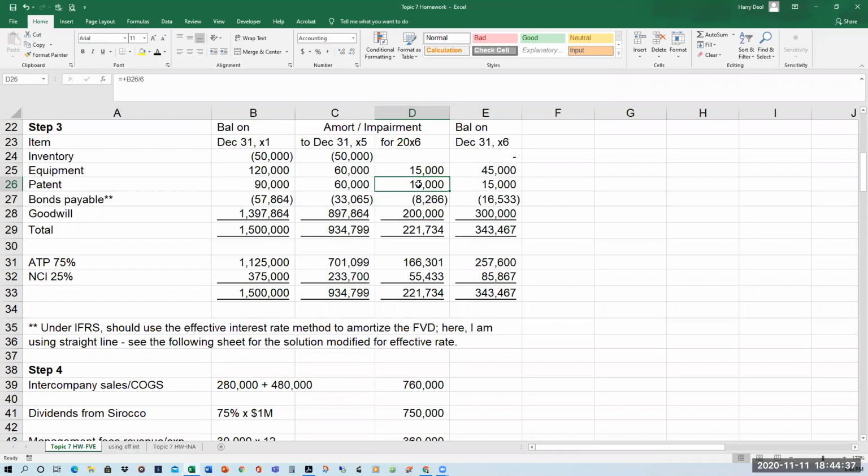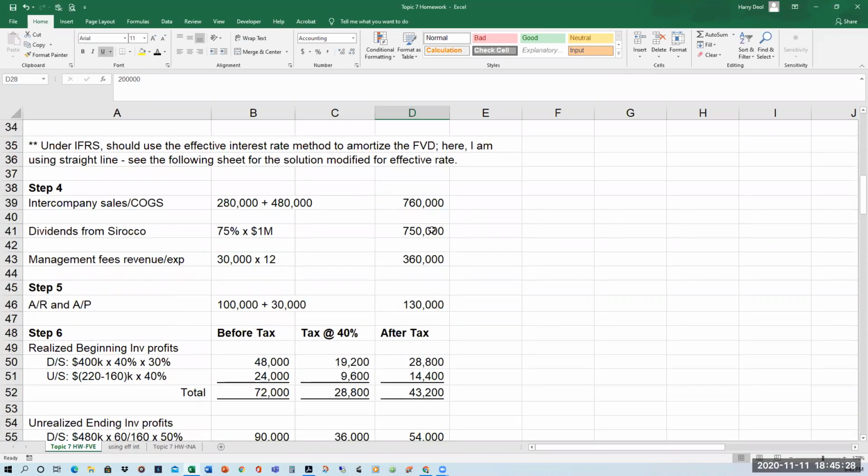For the patent, $15,000 debit adjustment. The income statement counterpart for patent is amortization expense. So you will add $15,000 to amortization expense. For the bonds payable, the income statement line is interest expense. And this being a credit adjustment will mean you will subtract $8,266 from the interest expense. Goodwill, the counterpart is goodwill impairment loss. So you will add $200,000 to goodwill impairment loss. Now, neither company will have had a goodwill impairment loss on their own separate company book numbers. So you'll need to create a new line for goodwill impairment loss and show the $200,000 there.